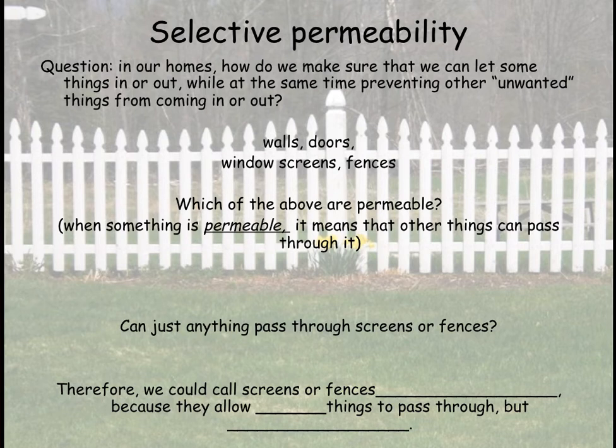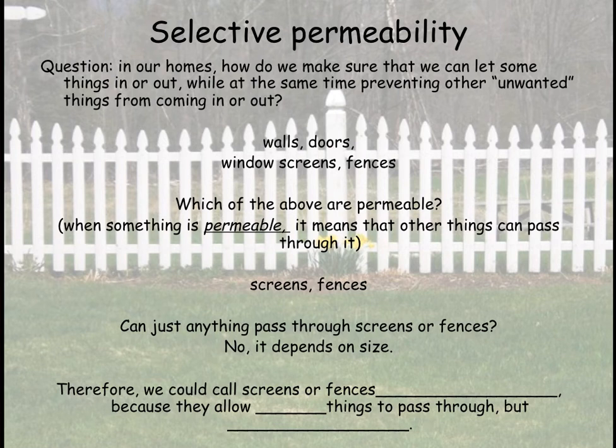If you said screens and fences, you are correct. While a wall or a closed door can prevent most objects or substances from passing through, things like screens and fences may let some things in. Of course, we know that what can get through a screen or fence depends on size. For example, fresh air or dust or microscopic organisms may pass through a screen or fence, but things like moths or mosquitoes or leaves will not because they're too large.